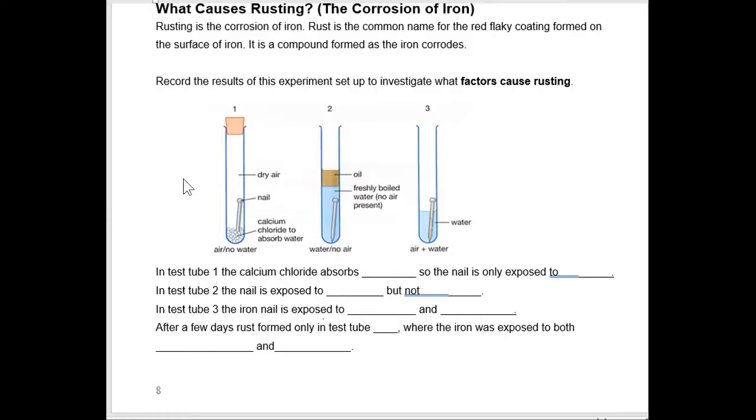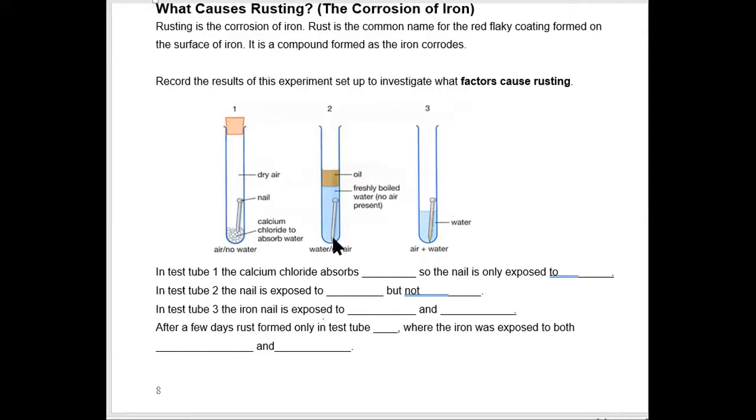Well, let's just go through this. So in this one here, this test tube has calcium chloride, which you may have replaced with rice at home. Calcium chloride is hygroscopic, so it absorbs moisture. Okay, it's a desiccant, just like rice is a desiccant. So therefore, by absorbing water, this nail is only exposed to air.